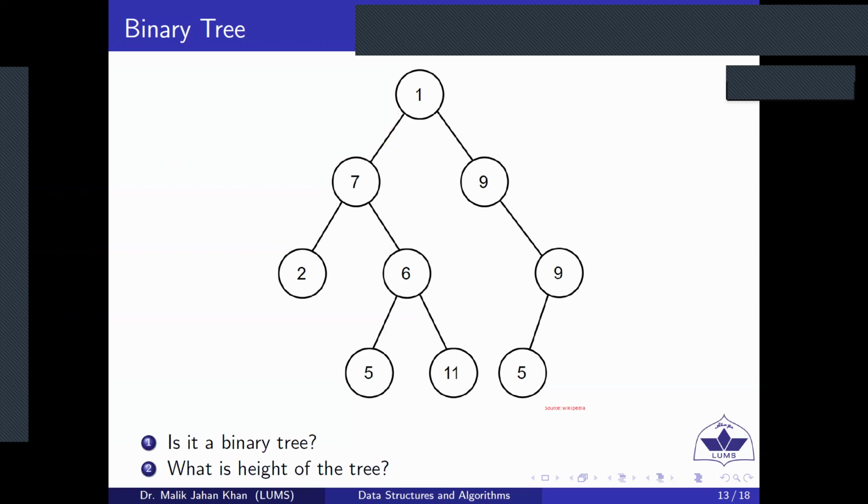So what is the height of this tree? Anyone? Three. Its height is 3. Very good. The height of the tree is the number of edges from the root node to the deepest leaf. There are 3 different leaves which are at the equal height. So its height is 3.